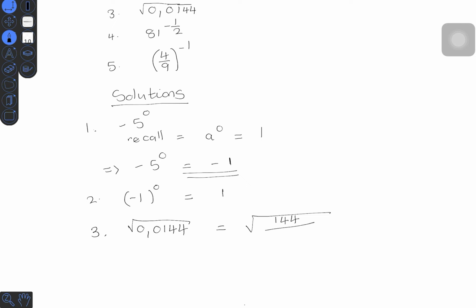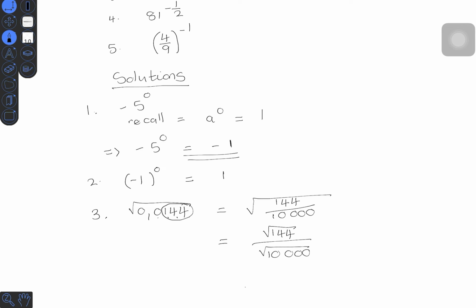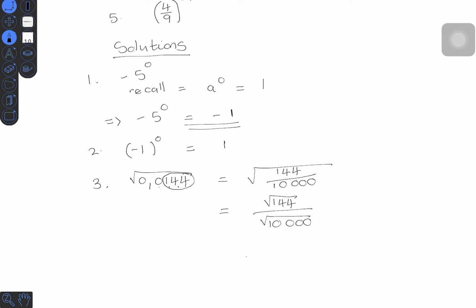So it's now 144 over, we take this number without zeros as it is. And then how many numbers after the comma? 1, 2, 3, 4. So over a number with 4 zeros, which is 10,000. Then you know that the square root sign is distributive over division. So it's now square root of 144 over square root of 10,000. The square root of 144 is 12, over the square root of 10,000, which is 100. You see? Just like that, you have your answer.